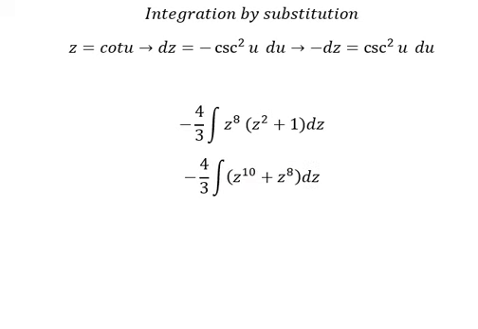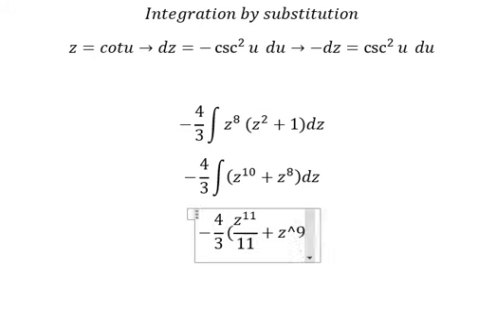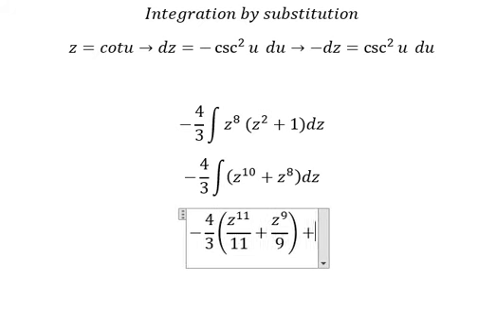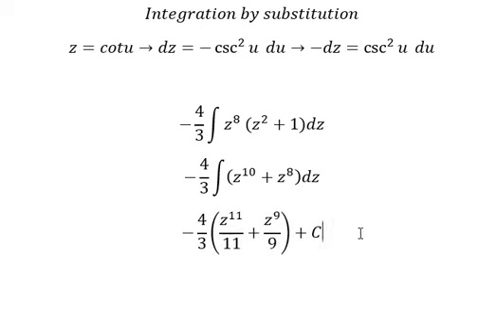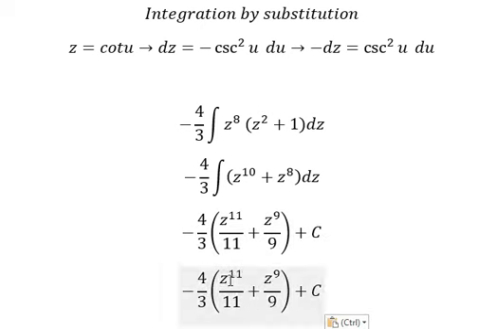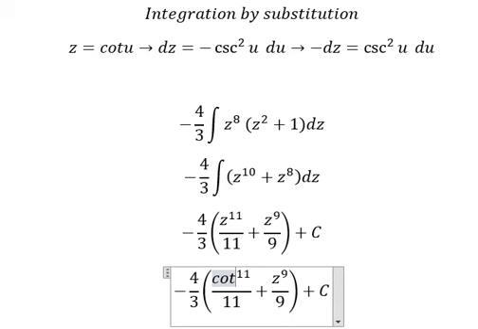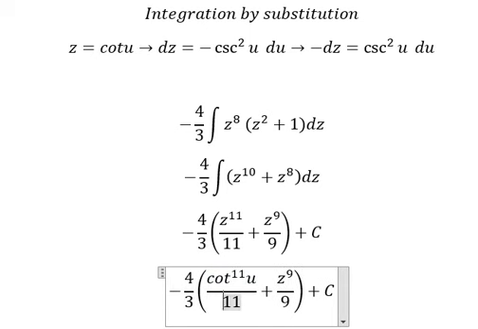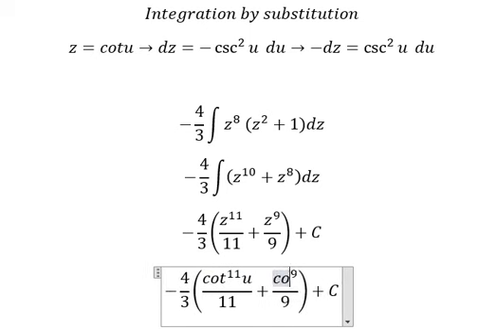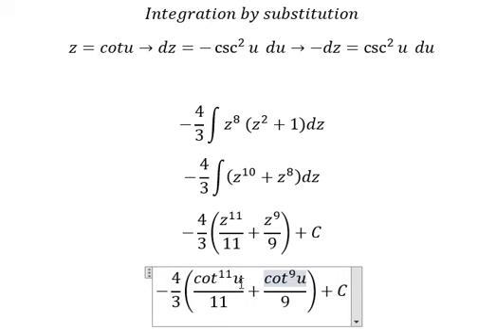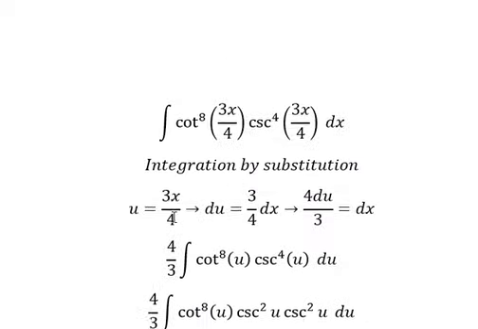And now we have the final answer. The integration of z to the power of 10, you get z to the power of 11 over 11. The next one is z to the power of 9 over 9. And we put plus c. About z, that's cotangent u. About u, that's this one.